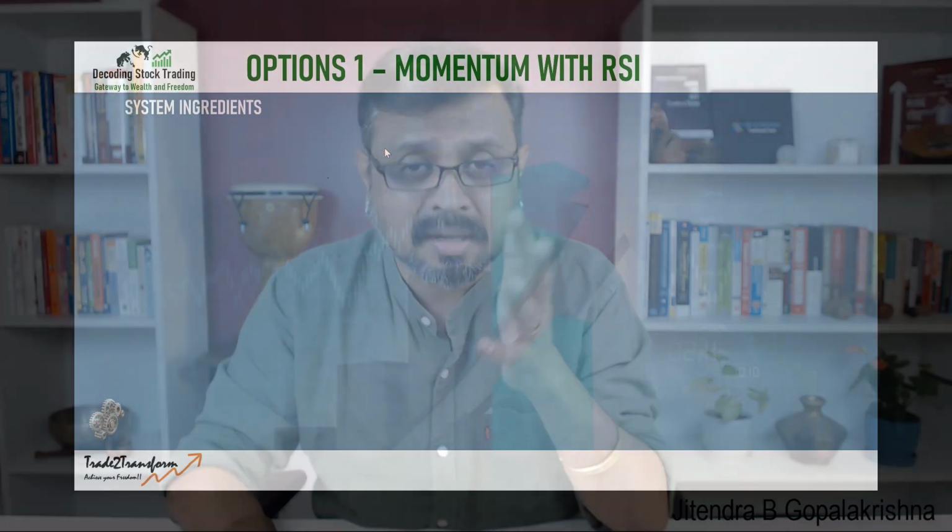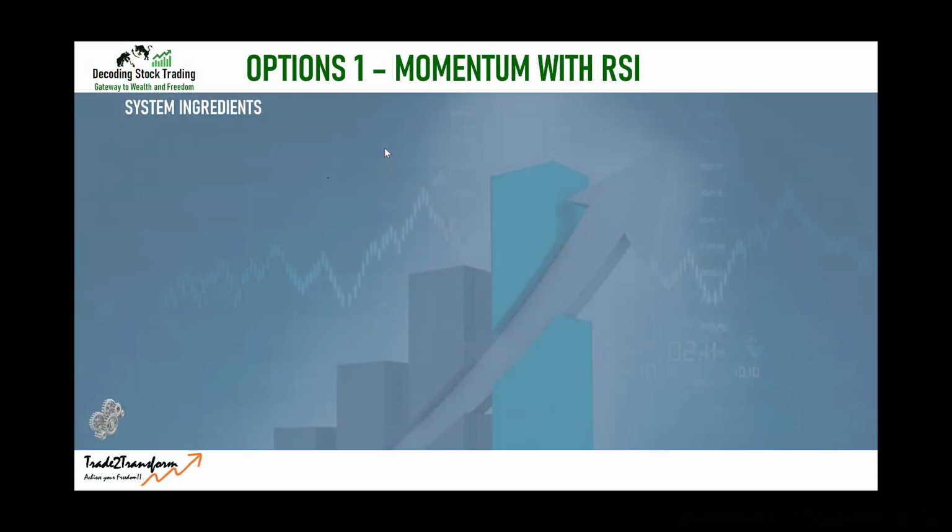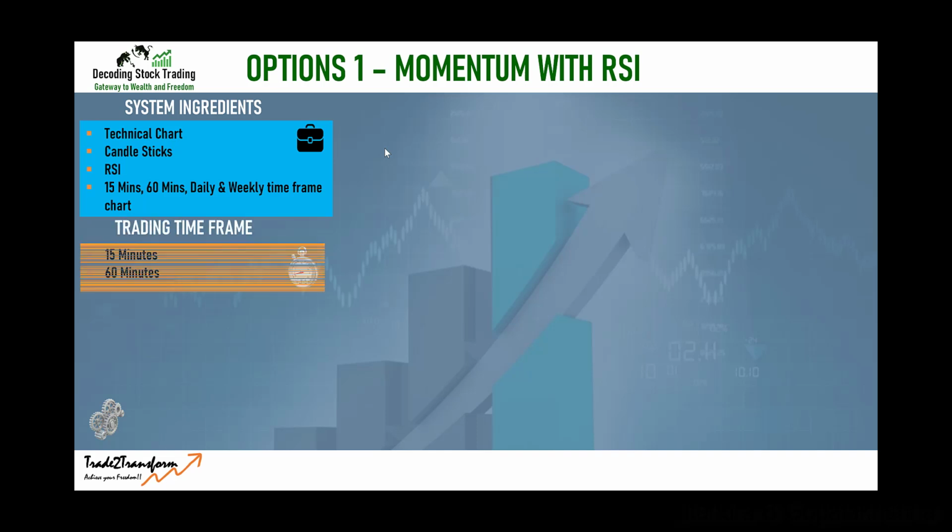The first one, the momentum with RSI. I'm sure you all remember this already. If you have not gone there and come directly here, just focus on this. What are the ingredients? You need a technical chart, candlesticks, RSI, and different time frames of RSI. The trading time frame is 15 minutes or 60 minutes. That's what we're going to do.